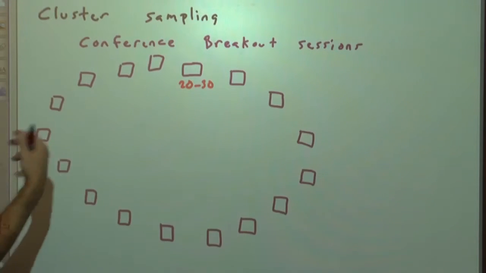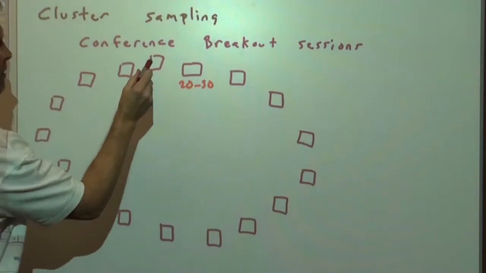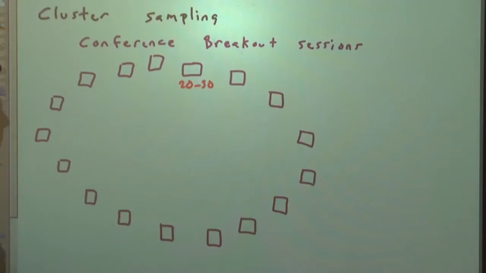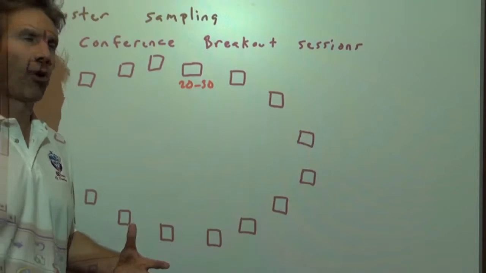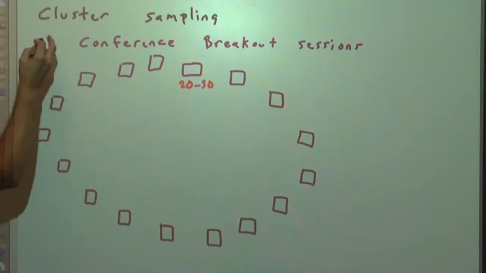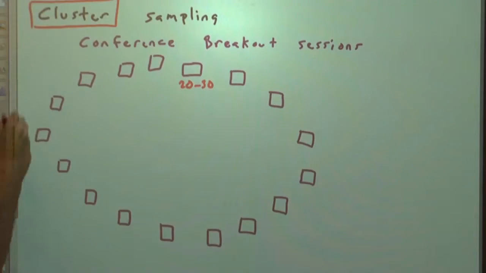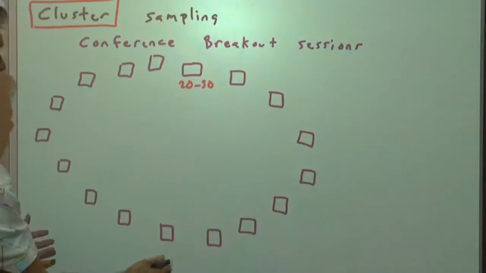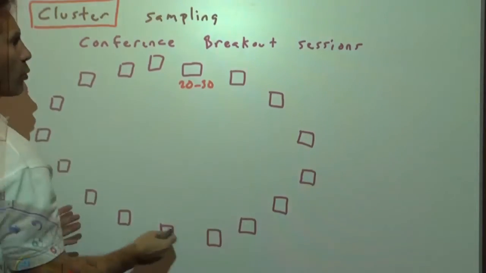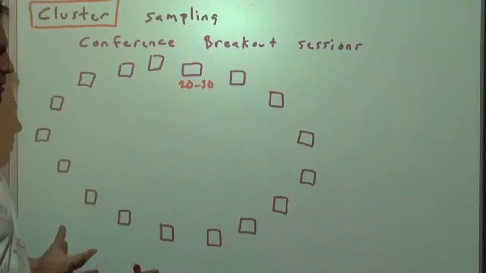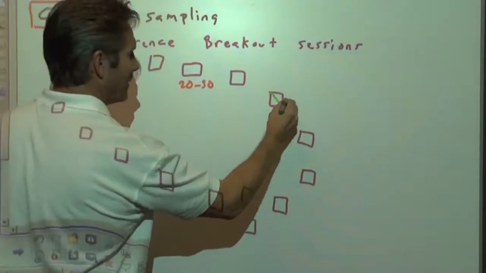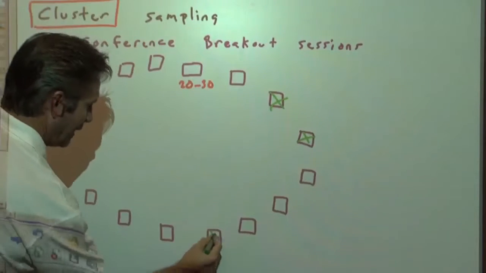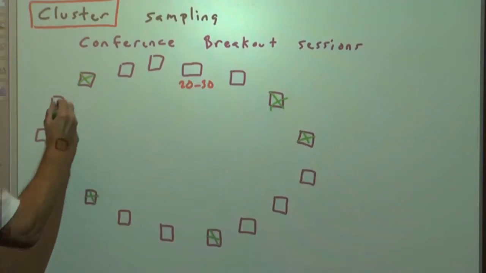So we're going to make the assumption that these groups have been put together fairly randomly so that each group is a fairly good cross-section of the whole population. Well, if that's the case, then we can use cluster sampling. Out of the 17 rooms that each have anywhere from 20 to 30 people in it, we might randomly select 5 of those. Maybe this one, and this one, and this one right here.